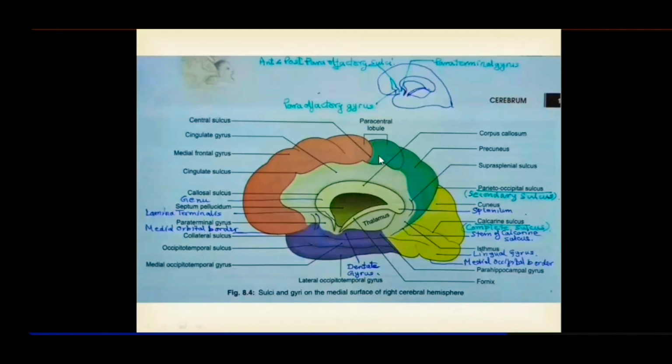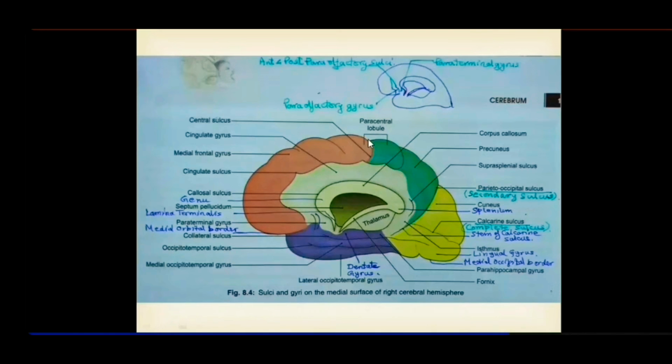Very important significance about this, let me tell you now. As you know, the precentral and postcentral gyri are the motor and sensory homunculus. They have the representation of the body parts, the somatosensory organization of different body parts. The representation is such that the head is at the lower end, and you have an inverted image of the human body onto the pre and postcentral gyrus.